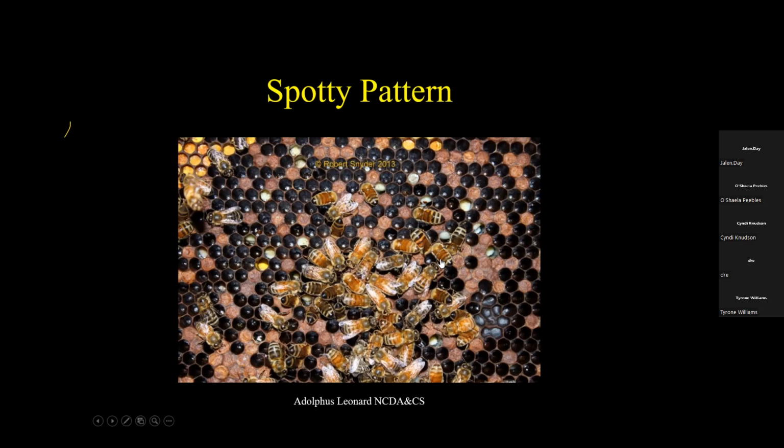This spotty pattern here is not caused by any kind of foul brood. It's caused by varroa mites and their virus complex. Some of these viruses kill the developing larvae. It's not European foul brood. It's not American foul brood. It's not sac brood, although sometimes it is. And varroa mites can spread sac brood, I must say.